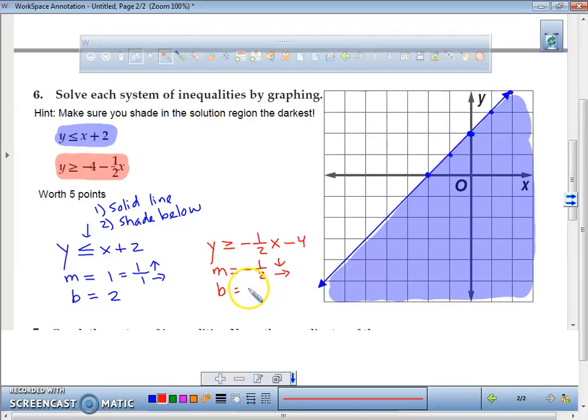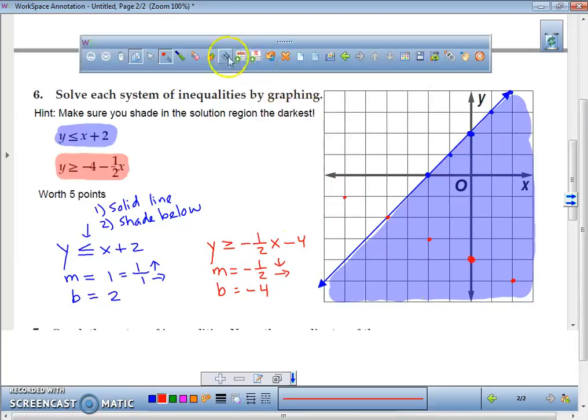And my y-intercept here, where am I going to start? I'm going to start at minus 4. Let's go down 1, 2, 3, 4. Put a point right there. Then I have to go down 1 and over 2. Oh, out of room. Let's go up 1 and over 2 to the right.